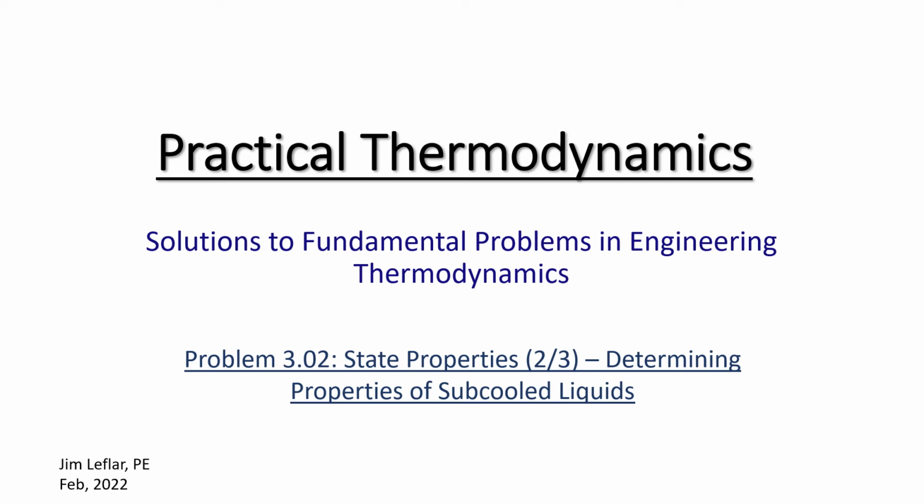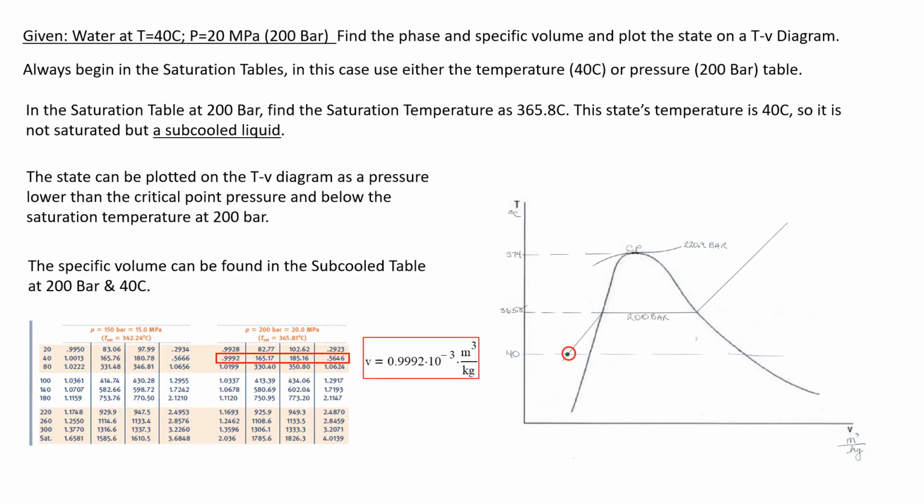We have used the tables now to find properties of saturated mixtures, of superheated vapors, and of subcooled liquids. Let's look more closely at how we can find properties of subcooled liquids. Let's begin by looking at water at 40 degrees C and a pressure of 20 megapascals, which is 200 bar. And let's find the specific volume and plot it on a TV diagram.